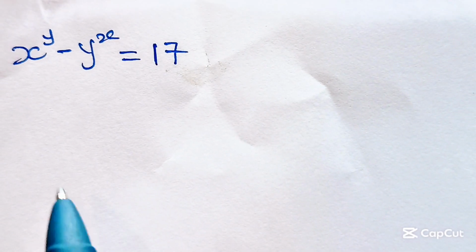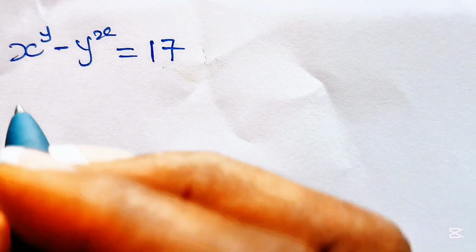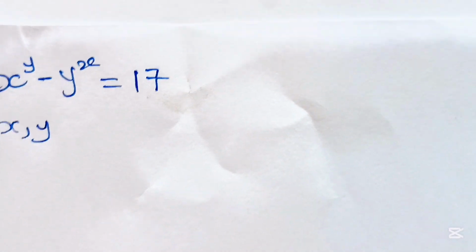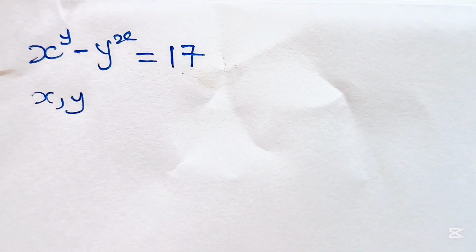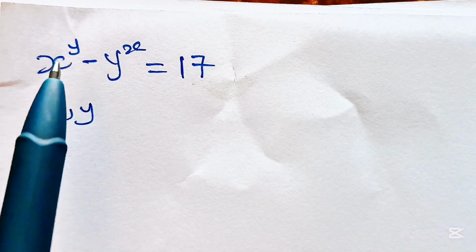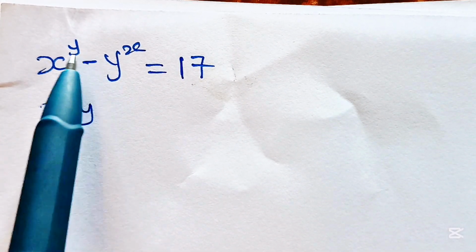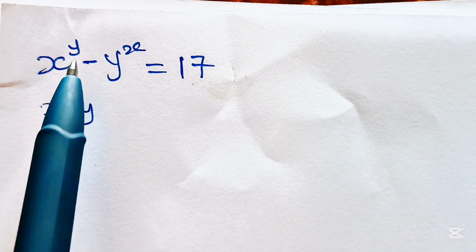Hi everyone, let's solve for the value of x and y. Now to get that, we need to get a difference of two squares from here. How do we do that? We need to raise each of them to the power of 2 over 2.